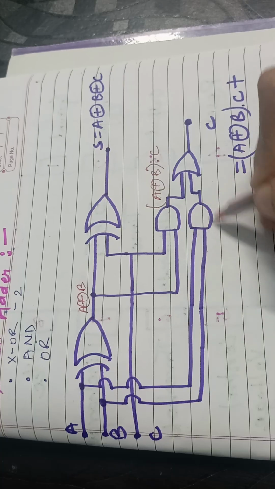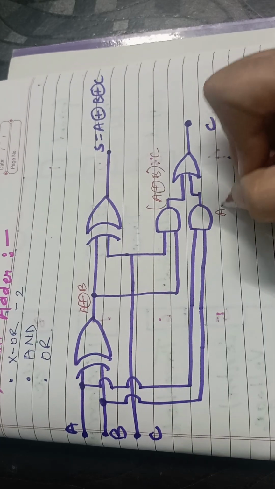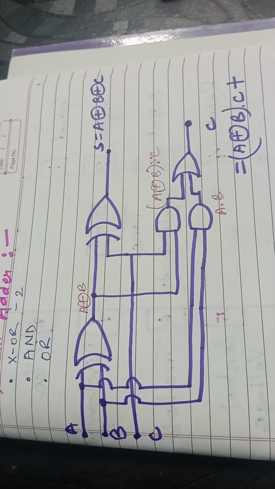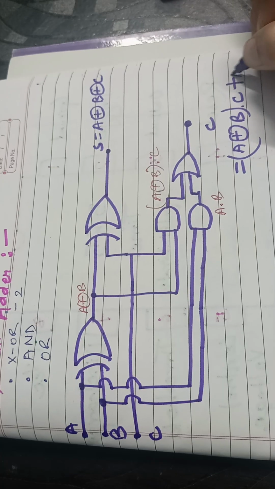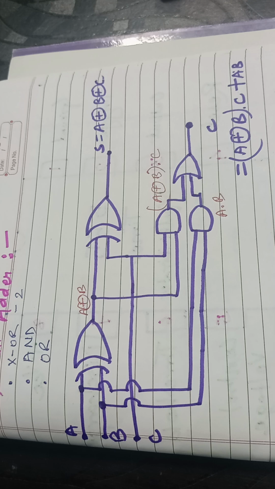Now for this AND operation we are getting the input from A and B. So here we can write A and B. So this is the full adder. This is the diagram of full adder.